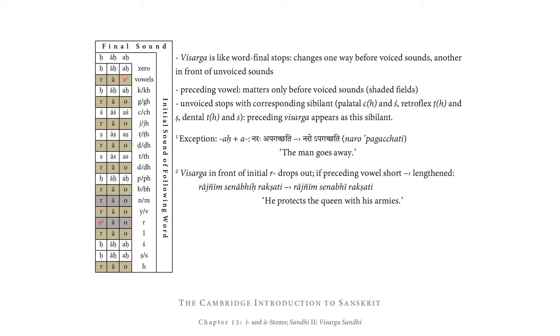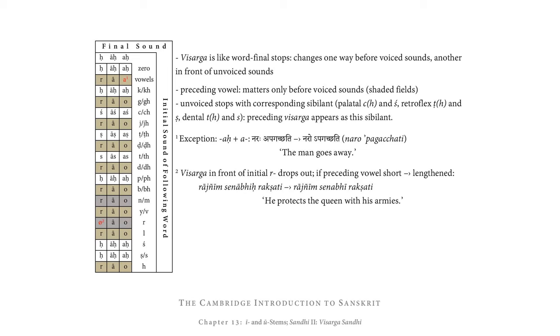Then, when we continue, if we have visarga in front of another voiced stop, so for example, g or gh, j or jh, d or dh, d or dh, b or bh, y or w, and also in front of l, and also in front of h, what happens is that visarga preceded by any vowel other than a or a changes into an r. When you have a plus a visarga in front of one of these voiced sounds, the visarga drops, disappears. And if we have ach plus one of these voiced sounds, the whole ach changes into o.